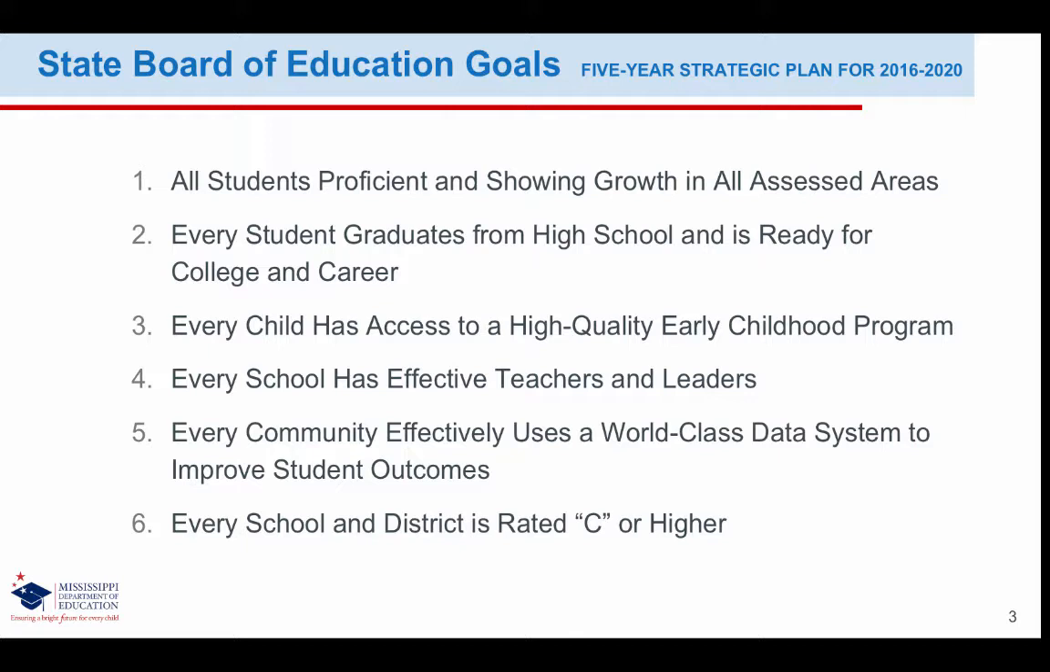The State Board of Education has a 5-year strategic plan, which includes the following goals. All students are proficient and showing growth in all assessed areas. Every student graduates from high school and is ready for college and career. Every child has access to a high-quality early childhood program. Every school has effective teachers and leaders. Every community effectively uses a world-class data system to improve student outcomes. Every school and district is rated a C or higher.